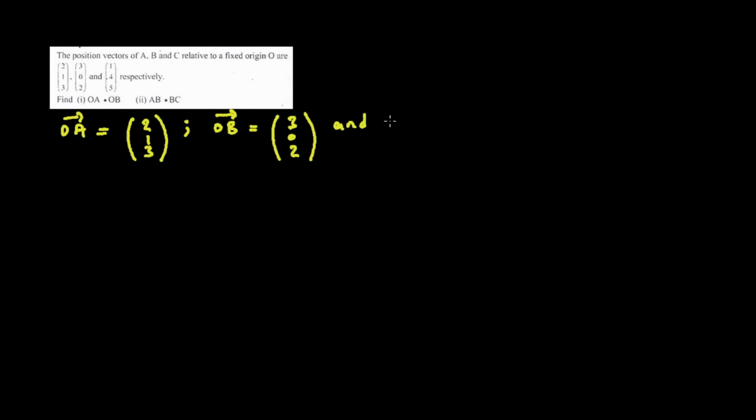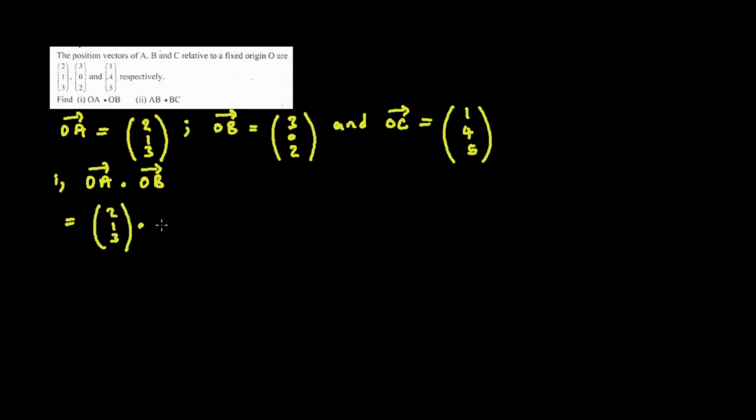tikaudzwa futi kuti OC iri equal to 145. So this is what we are told. Part 1 iri kuda kuti titsvage OA dot OB. Saka OA dot OB, it's going to be, what is OA 213 dot OB 302.